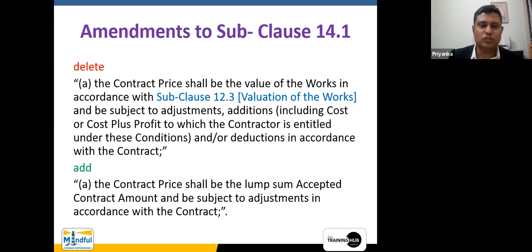And it says, and be subjected to adjustments, additions, including cost or cost plus profit. Now, cost plus profit is a word which was introduced for the first time in FIDIC 2017 version. Okay, this particular defined term was not there within FIDIC 1999 version or SBD2, right?